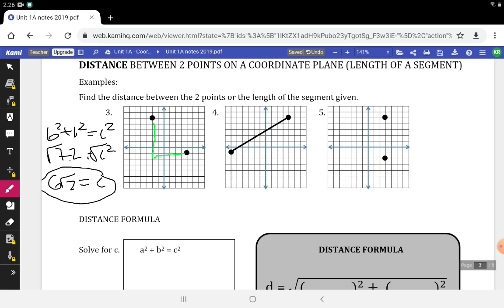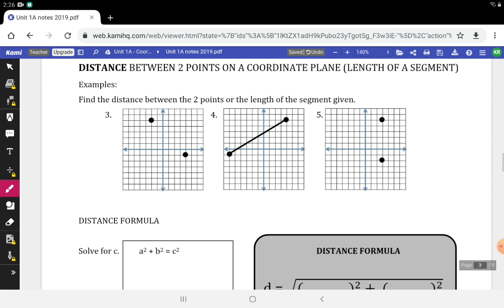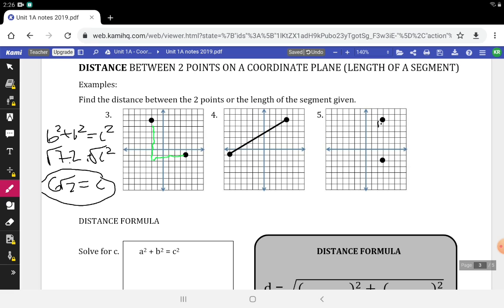This example is exactly the same, so I'm going to skip over it. If you want to review it in class, please ask me, and then look at this one. The nice thing about this one is that we can just count down. 1, 2, 3, 4, 5, 6, 7, and the distance is just 7. We don't even need to use the Pythagorean theorem.